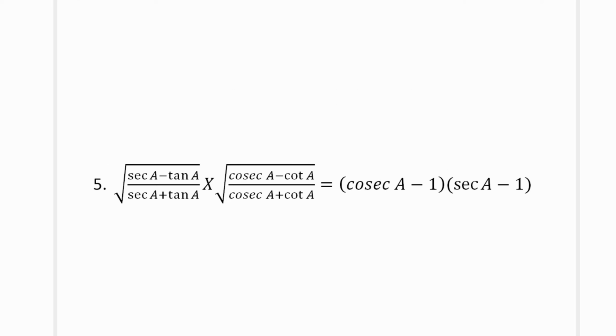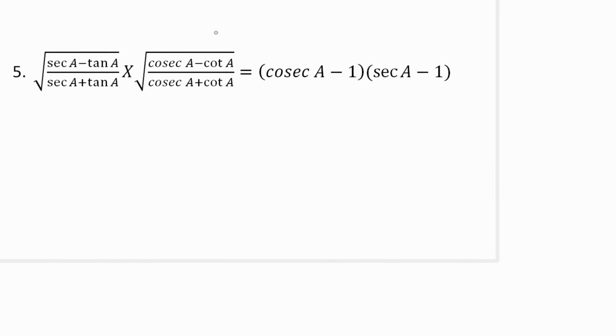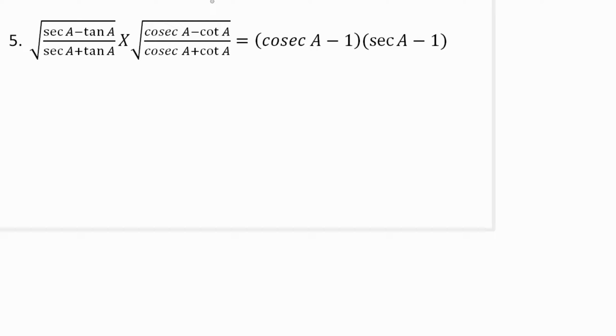Here you can see we have been given two square roots. Under root sec A minus tan A upon sec A plus tan A multiplied by under root cosec A minus cot A upon cosec A plus cot A. So the first thing we will do is write it down in sin theta upon cos theta. We will try and convert everything in the left hand side to sin theta upon cos theta.